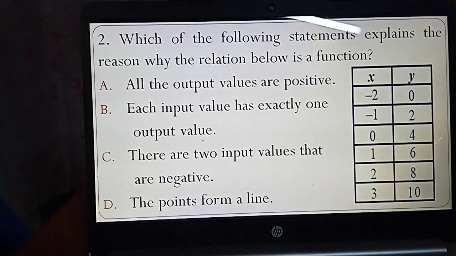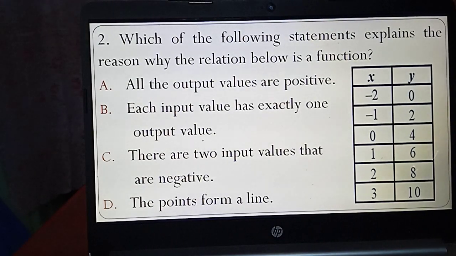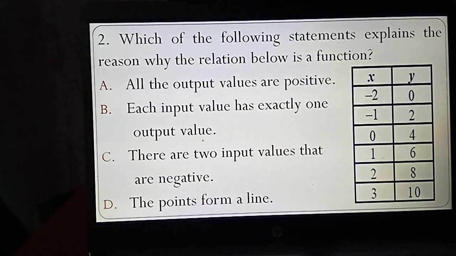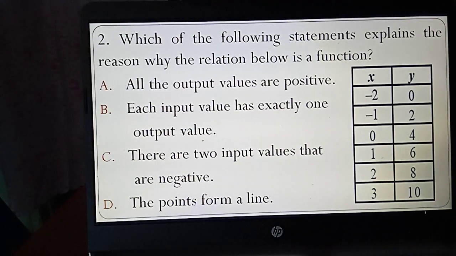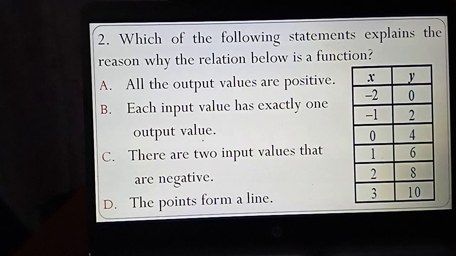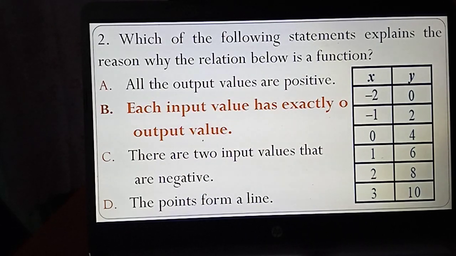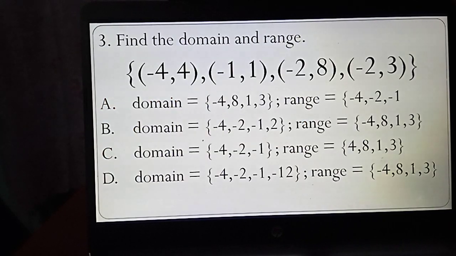The answer here in number 2 is letter B. Why? Because the input value, which is the domain, has exactly one output value. So it explains the reason why the relation is a function. Let's go to number 3.